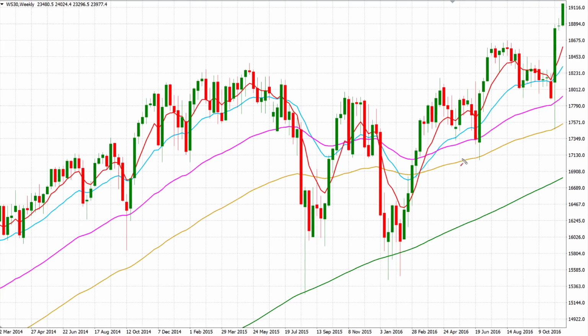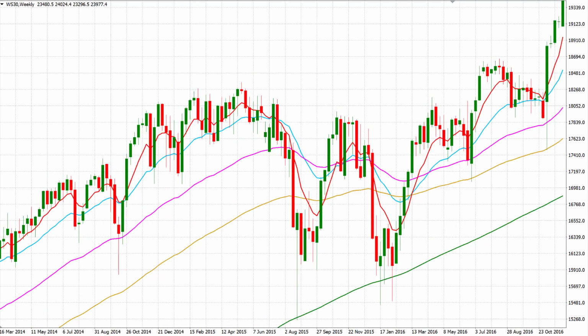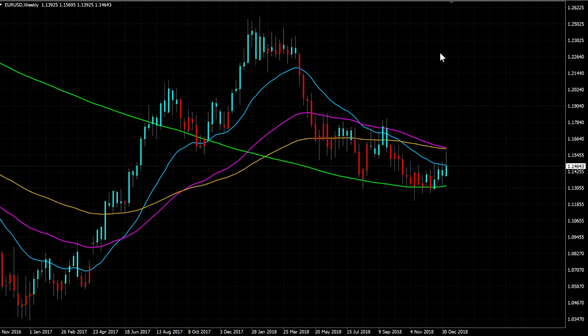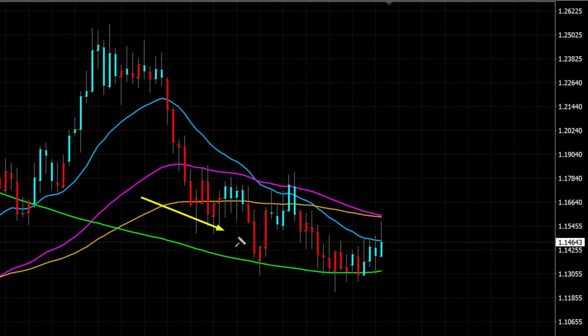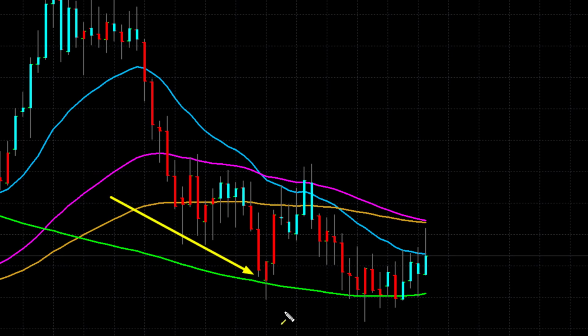Okay, and here's another example I want to show you. This is on the chart of the euro. So this happens also on the currency markets. So for example, here the euro dropped down to the 200 weekly average here in 2018, last year, and held it beautifully. You can see it held that level and had a nice bounce off that level.